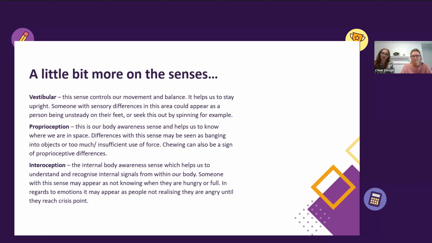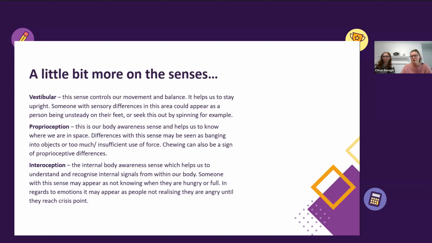And then finally there's interoception. So this is your internal body sense, and it helps us to understand and recognize what our internal signals mean. So someone who has needs with this sense might not know when they're hungry, or they might eat because they just don't know when they're full. And in regards to emotions, it might look like someone who just gets angry like that, but actually they've just not been able to feel the signs in the body, like the clenched fists, the heart rate rising and becoming a little bit less relaxed.